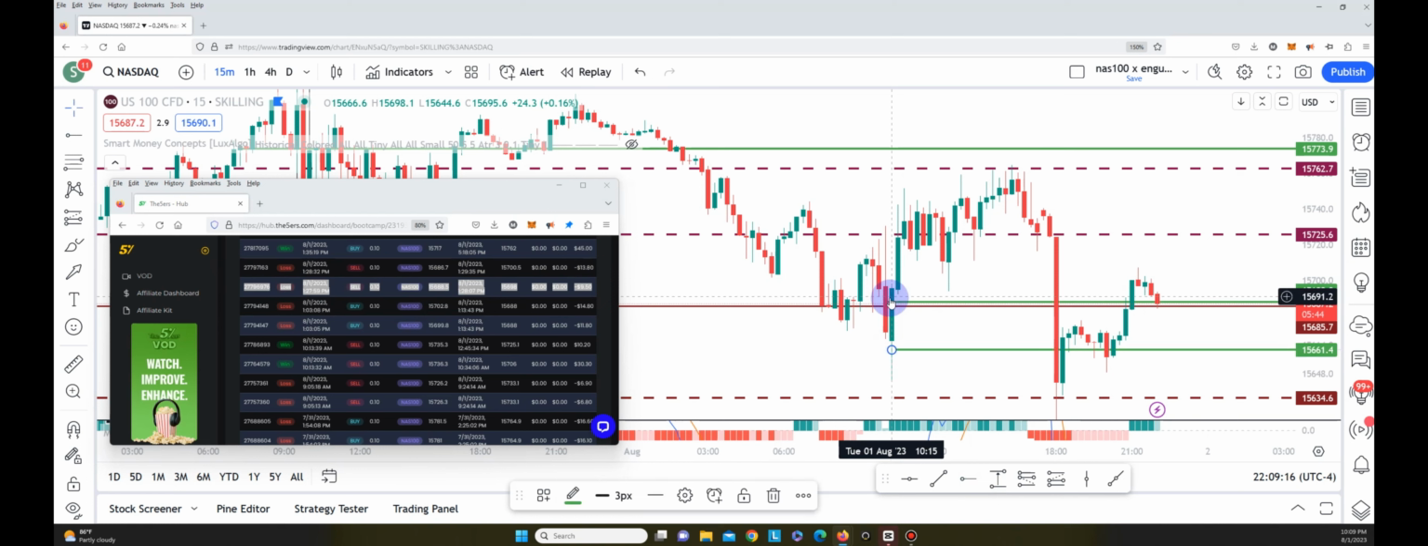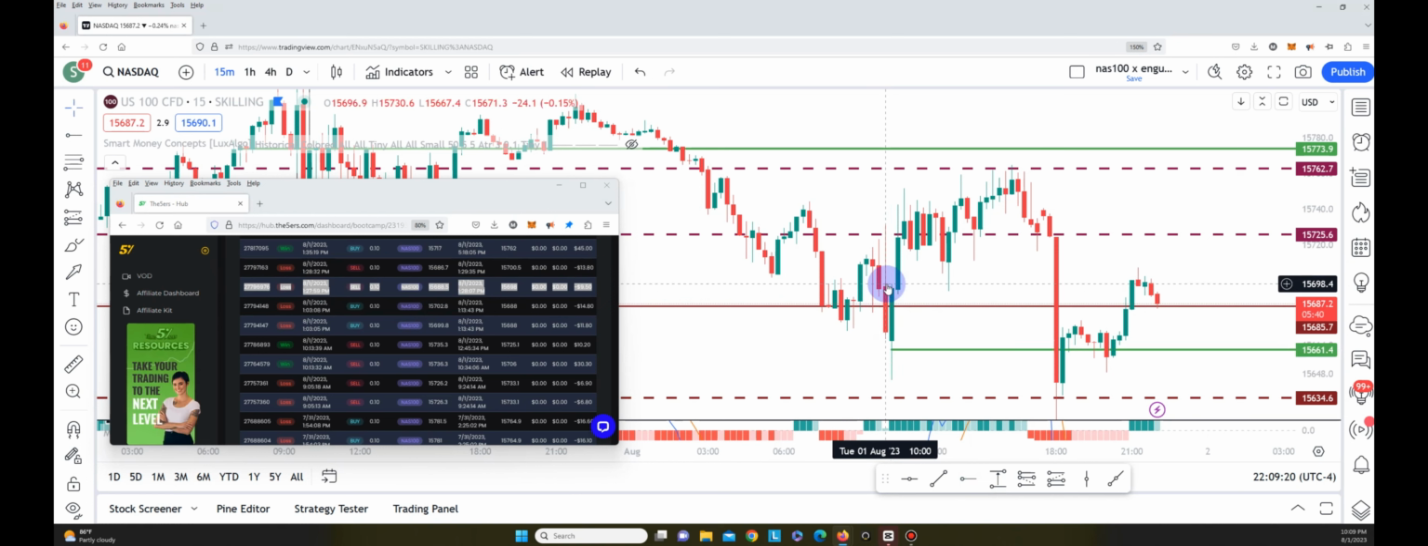So at 10:15 I had a loser. It was a sell side trade. I guess when I saw this, I thought it was going to continue down. I had my stop loss just above the level, and then the price actually pushed up, hit my stop loss before continuing up. So it would have hit me out regardless.